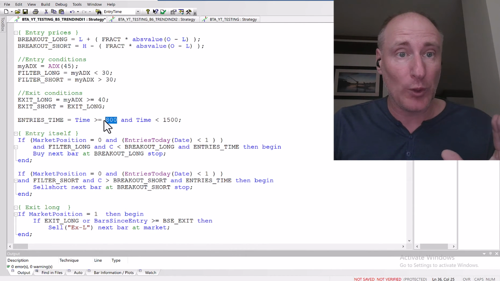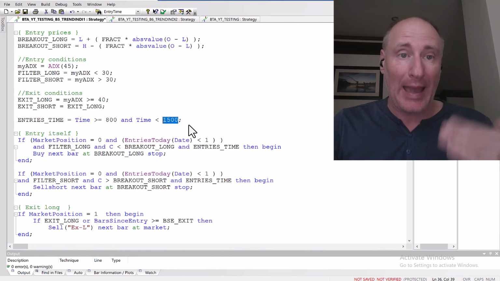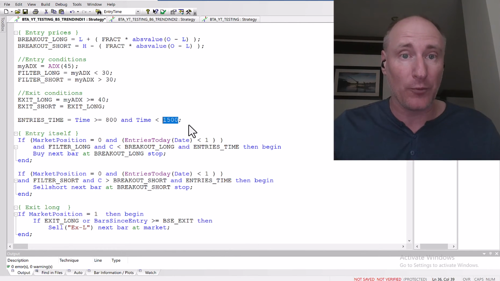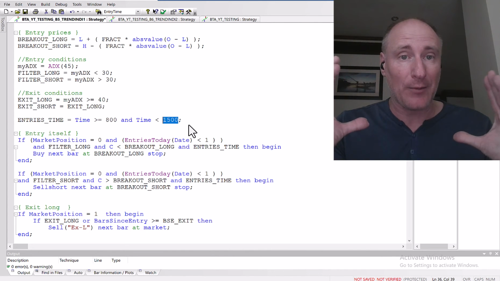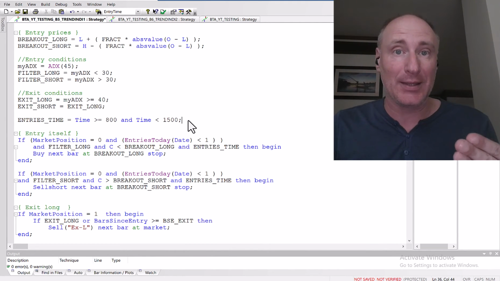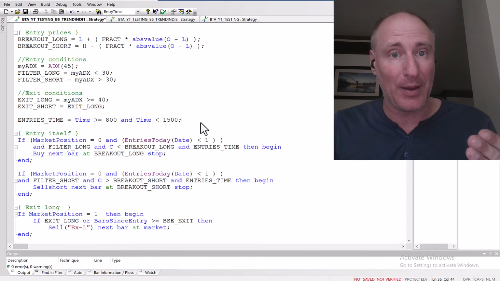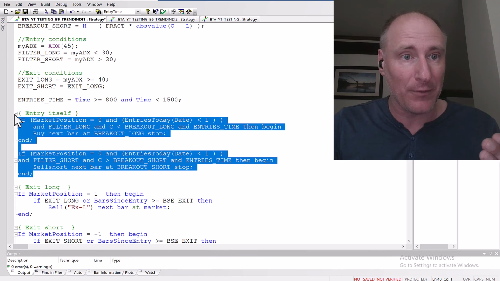Now we want to enter between 8 a.m. and 3 p.m. market time, exchange time. As I said, this is a 24-hour session. So we always use an entry time filter to time our entries when there is highest volatility and highest liquidity, especially liquidity. So between 8 a.m. and 3 p.m.